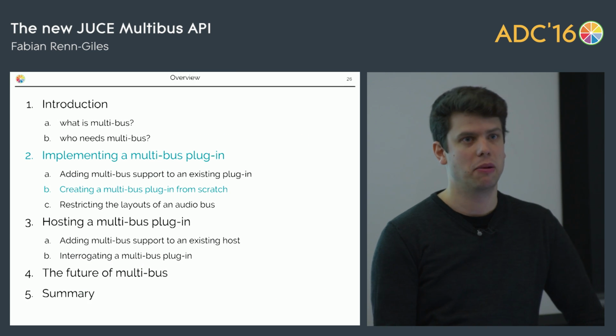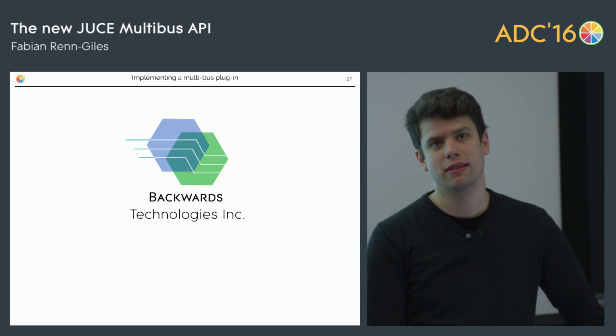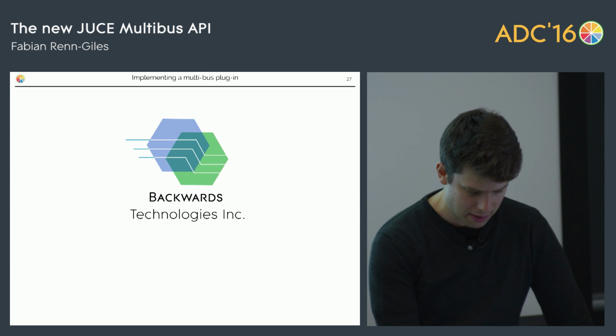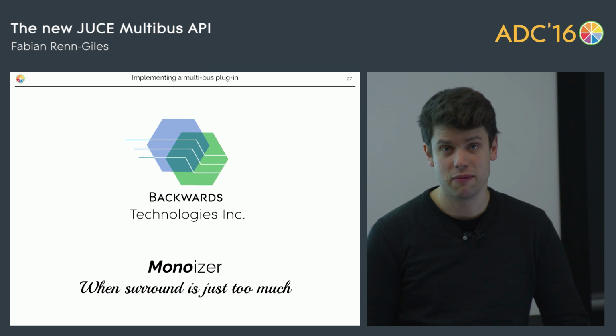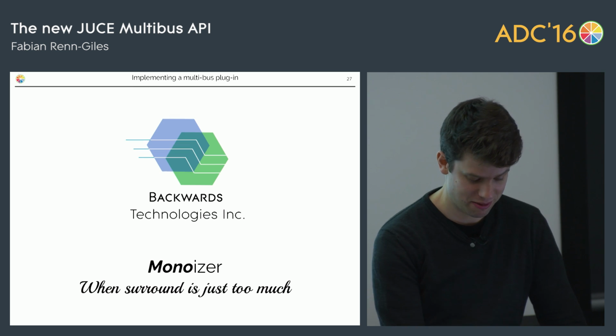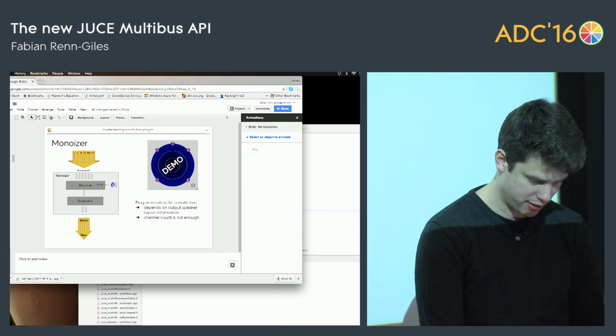Let's look at a different example, a slightly more complex example. Again, Backwards Technologies has a great new idea. They think there's just too much surround in this world. So they invented the MonoIser. It just makes anything mono. So let's do a quick demo of what the MonoIser does.